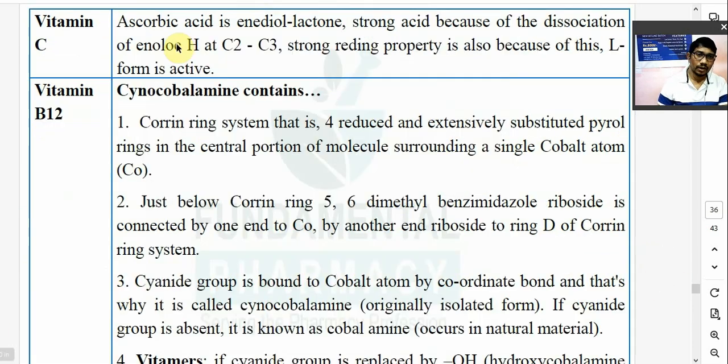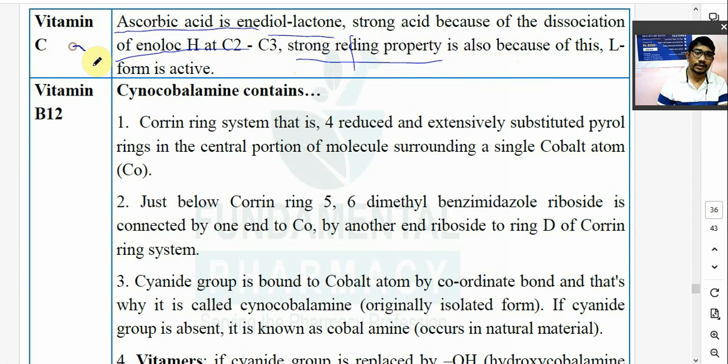Lipoic acid. Vitamin C, it is ascorbic acid and it is an enediol lactone. It is a strong acid because of the dissociation of enolic hydrogen at C2 and C3. It has a strong reducing property, and because of this it is used as an antioxidant. Okay, L ascorbic acid is an active form.